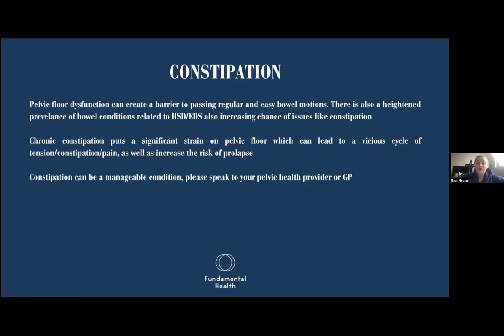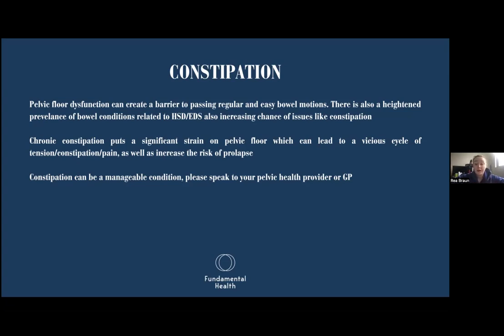Constipation is a really key one as well. So pelvic floor dysfunction can create a barrier to passing regular and easy bowel motions, as well as there is also a heightened prevalence of bowel conditions amongst the hypermobile EDS community, leading to an increased chance for constipation as well. Chronic constipation puts a significant strain on the pelvic floor, which can lead to a really vicious cycle of tension, constipation, pain, and overall heightens the risk of prolapse, especially prolonged over time, especially for a posterior wall prolapse, bowel, rectocele. It's got multiple names, which makes it nice and easy for all of us.